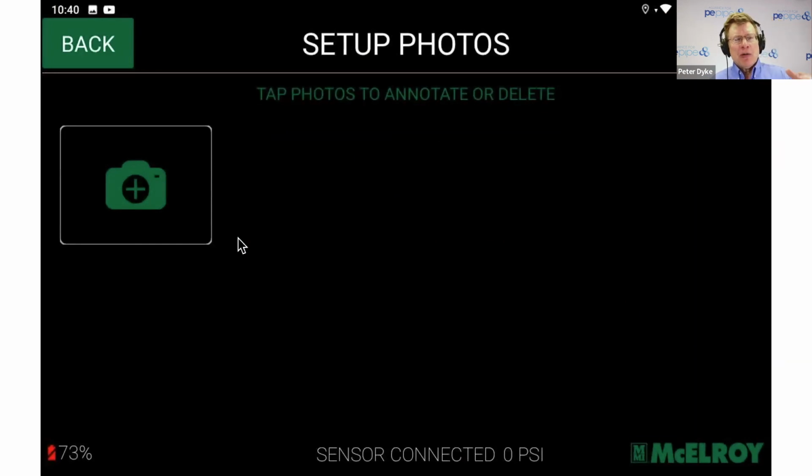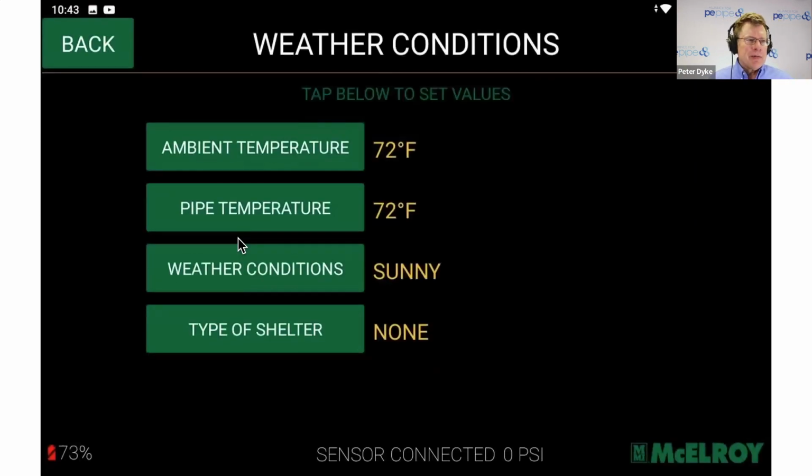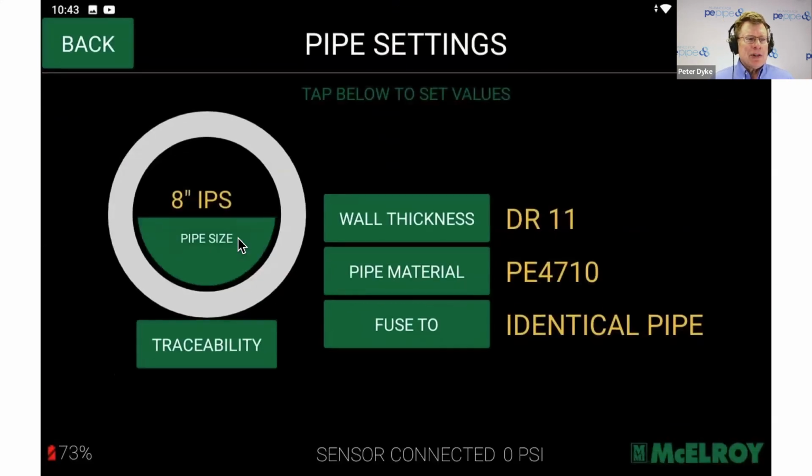Then you can take photos of the good face-off. You can take a photo of the job site. You can take a photo of the machine. The data logger records, hey, what's the temperature outside today? Am I doing an 8-inch IPS or 8-inch DIPS? Oh, I did IPS in the morning. I'm doing 24-inch DIPS in the afternoon. Who knows?